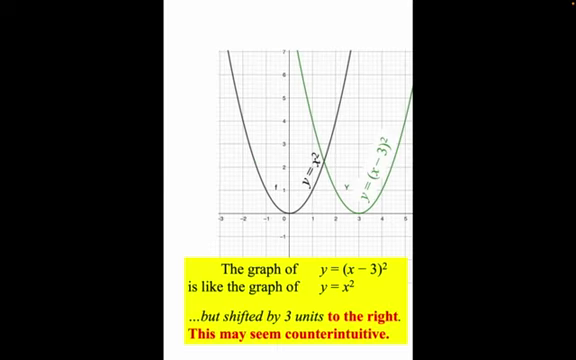The graph of y equals (x minus 3) squared is like the graph of y equals x squared, but shifted by 3 units to the right. This may seem counterintuitive.